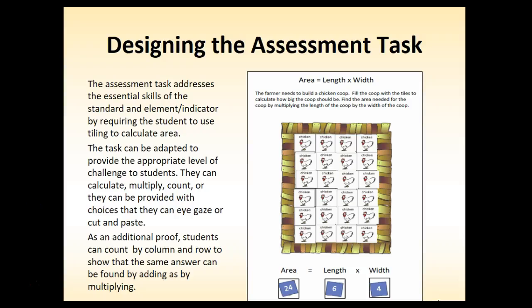But this is where I'd want to stop and focus a little bit. When you unpack a standard, you also want to make sure that you have a task that matches what you're asking for. This one says that the assessment task addresses the essential skill of the standard and element indicator by requiring the students to use tiling to calculate area. The task can be adapted to provide the appropriate level of challenge to students. They can calculate, multiply, count, or they can be provided with choices that they can eye gaze or cut and paste. And so this is a task to show, okay, do I understand the standard?